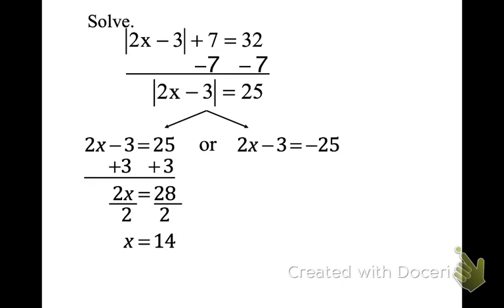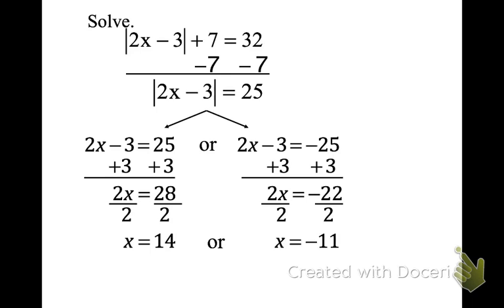Now check it. 2 times 14. You can check it here or here because these two are equivalent. 2 times 14 is 28, minus 3 is 25. Does it work? Yes. I'm doing the same thing over here, only this time I'm left with a negative and a positive we have to subtract, and x equals negative 11. So that would make negative 22 minus 3 is negative 25, and that works.